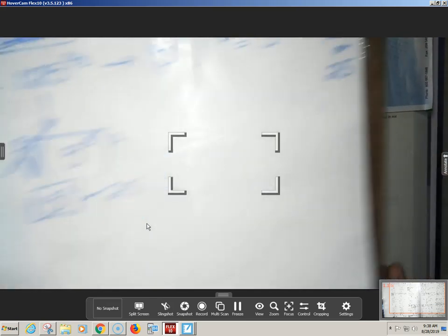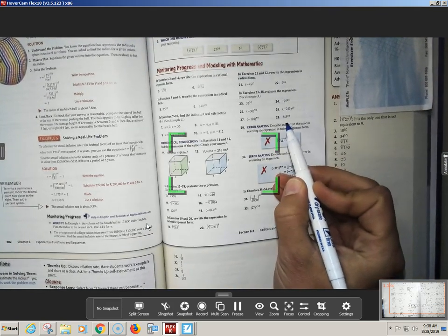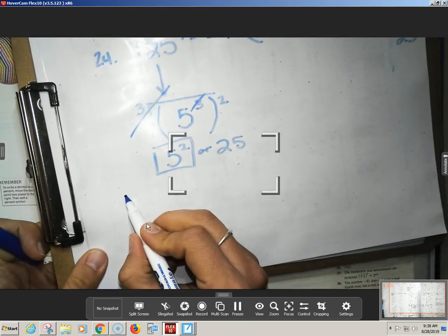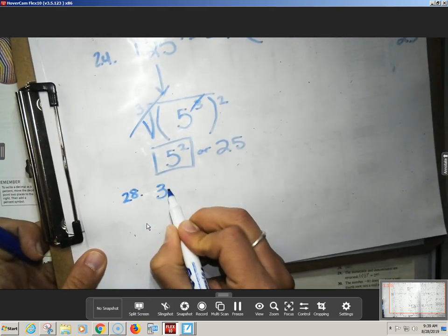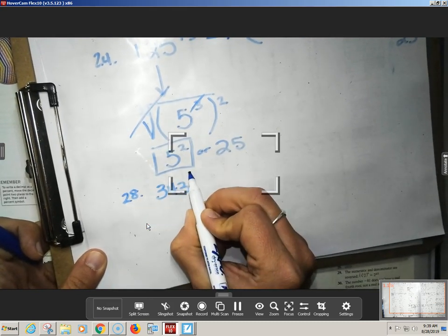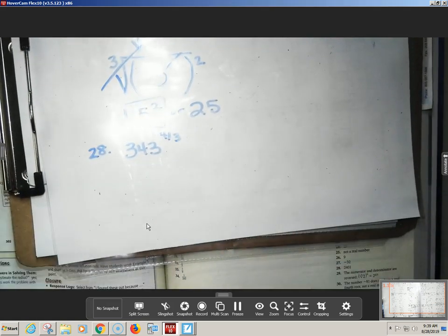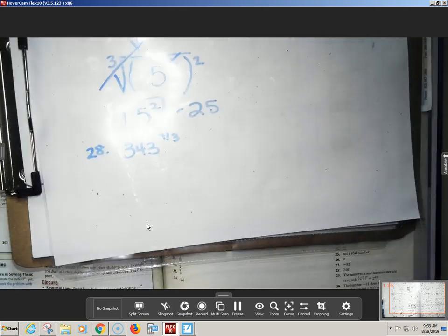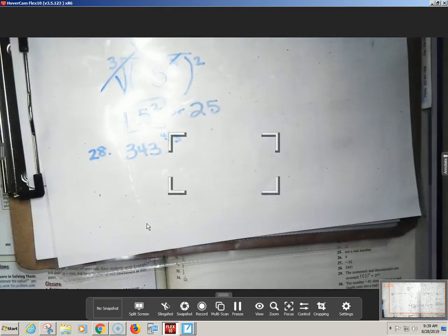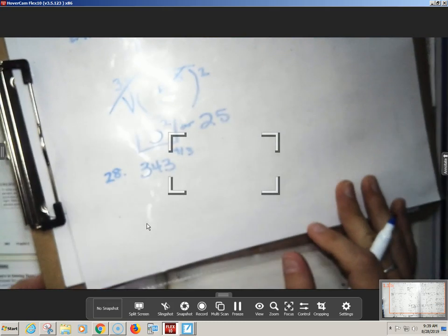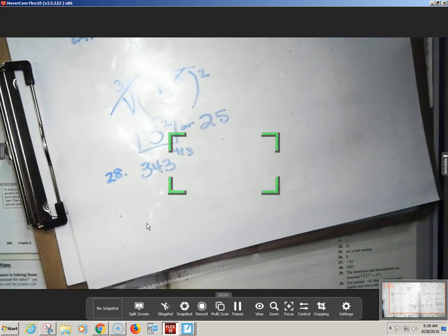Number 28, I think, is also an evaluating problem, but this one, it's a big number. 343 to the 4/3. Now, I know some of you guys already figured out how to break this down last night. So 343, how did you guys break that down? But 343, you divided it by something, right? What'd you divide it by? You don't remember? What was the base in your answer?